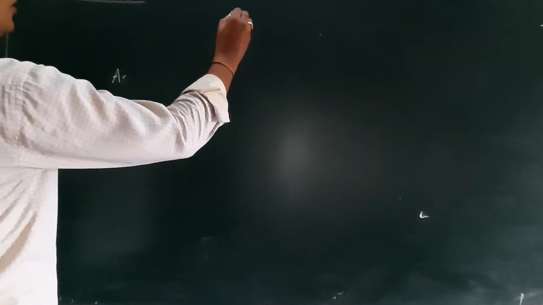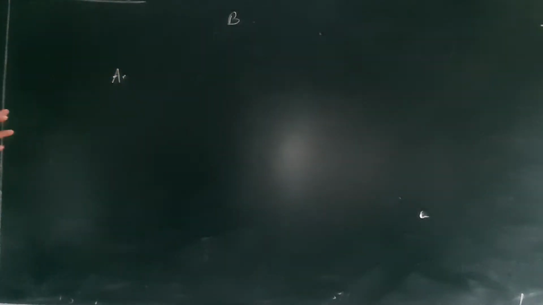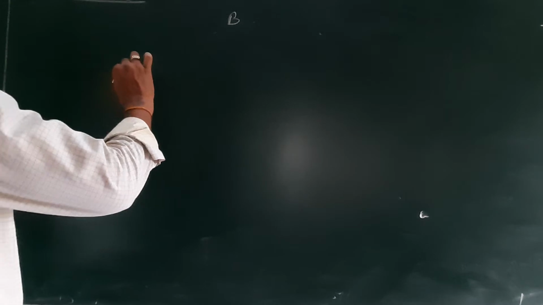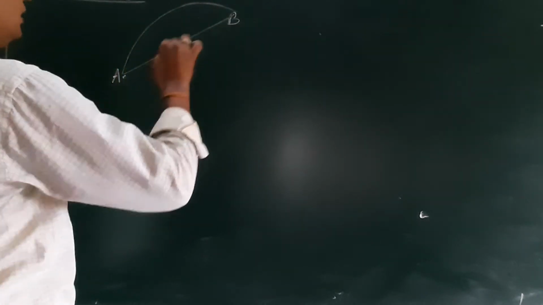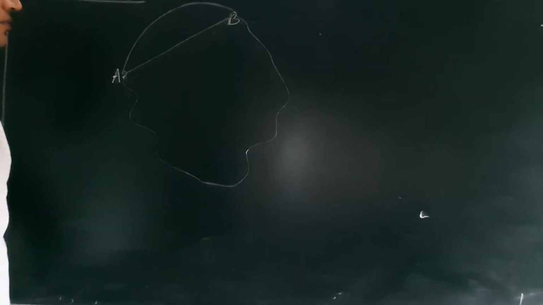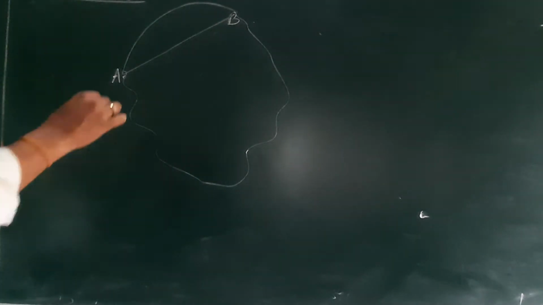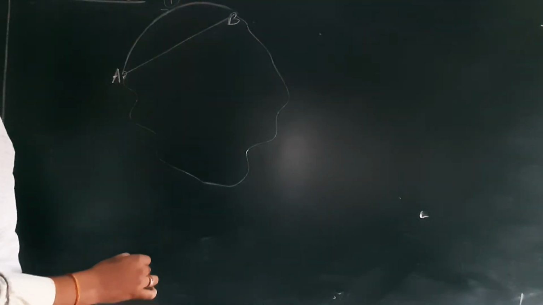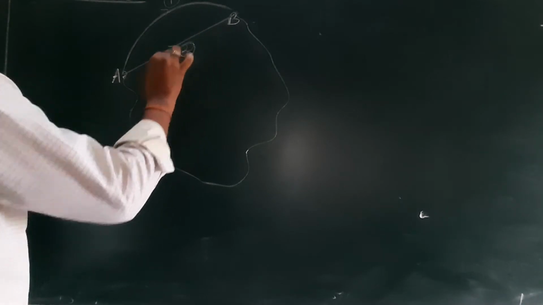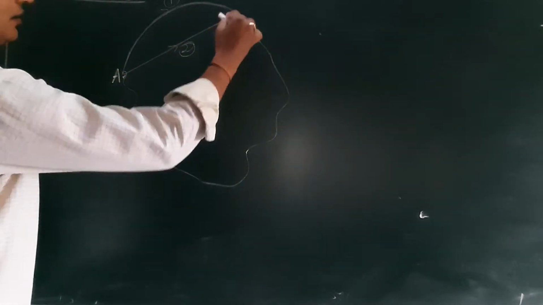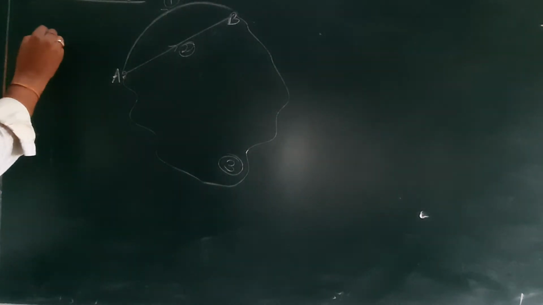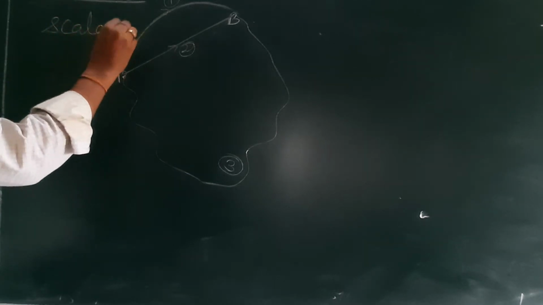For example, suppose a body starts moving from point A and reaches point B via different paths. Then in all the cases, distances are different. This path length is the distance in this route, this path length is the distance in this route, and this path length is the distance in this route. The unit of distance is meter, and it is a scalar physical quantity.